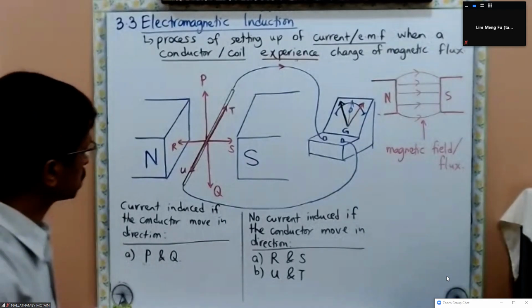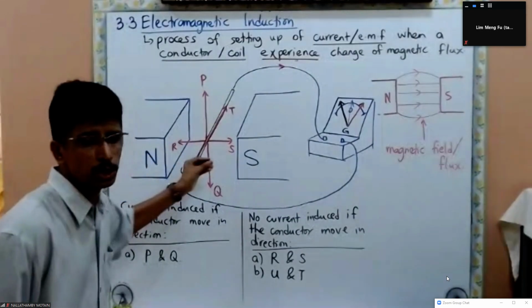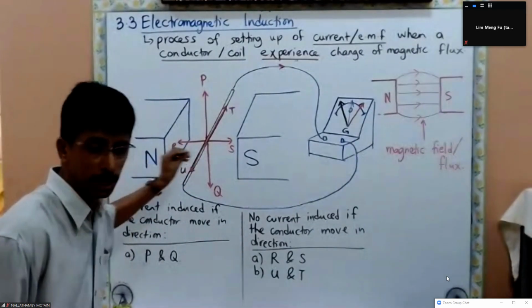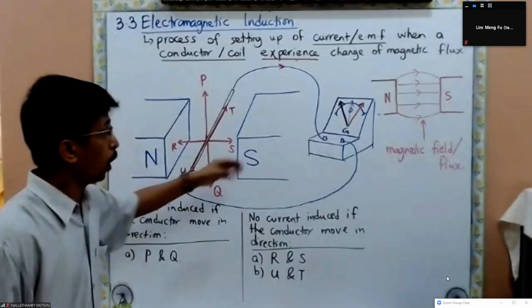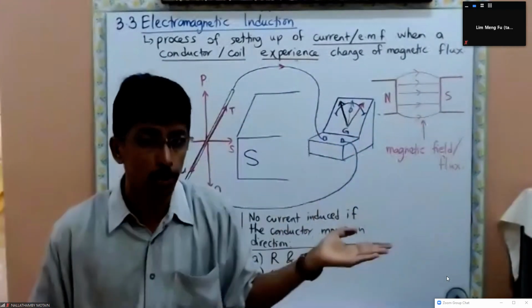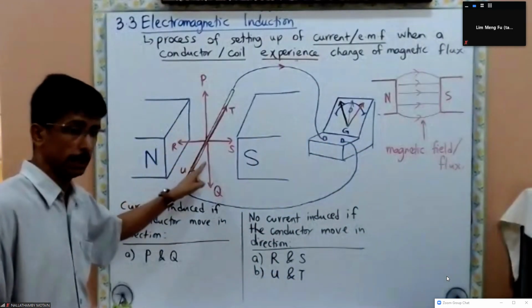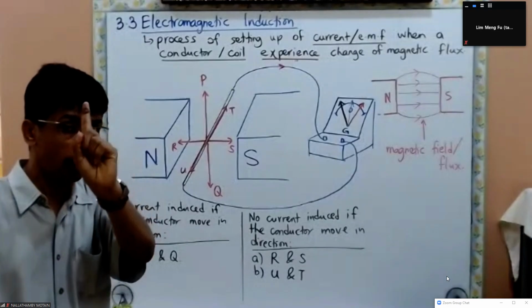Okay, the next one is the magnitude of the current induced in a straight wire. How do we make the induced current greater, more current induced? So what are the factors that affect the magnitude of current induced in a straight wire? I'm talking about one wire.